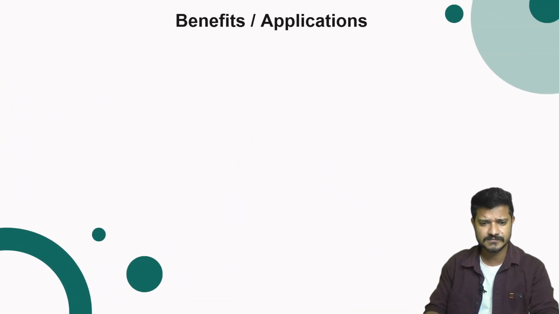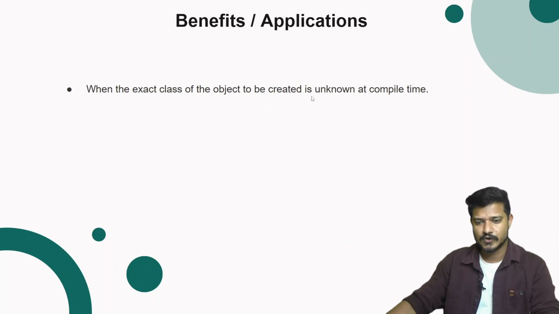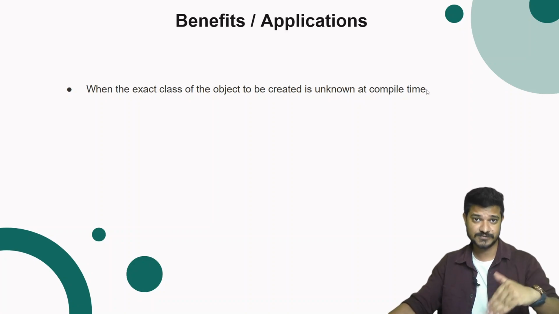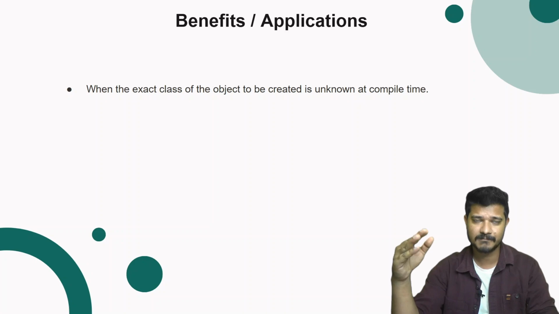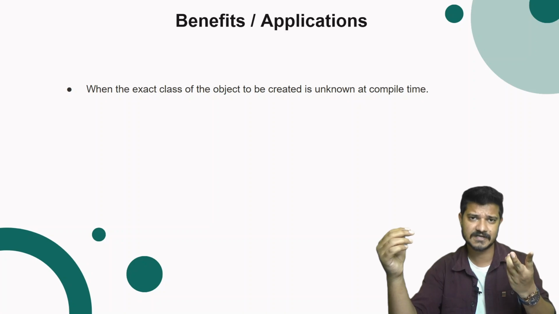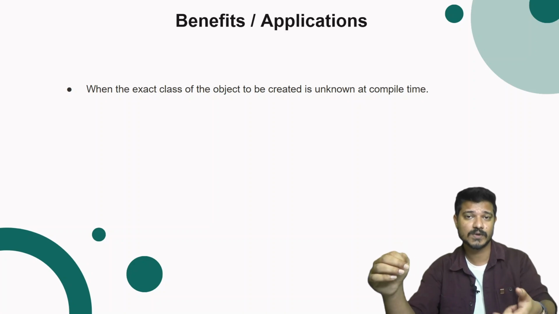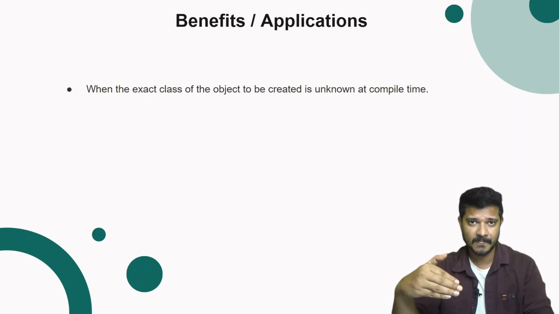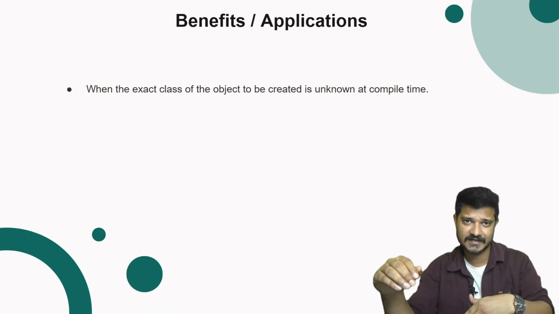So what are the benefits or applications of it? When the exact class of the object to be created is unknown at compile time, as I explained earlier, you don't know at compile time which object you need. At runtime, you have to decide. For example, let's say we have a compiler abstract class, and it has multiple concrete classes or subclasses. Let's say Java compiler, C++ compiler, Python compiler. At runtime, you need the compilers. You don't know what compiler you need at this moment. You are reading a user input and then you need the C++ compiler, so you want that.